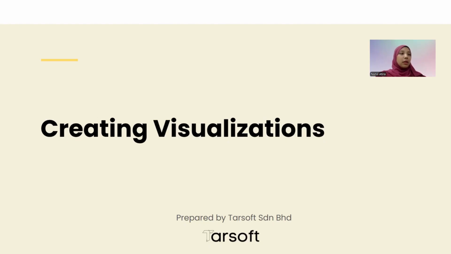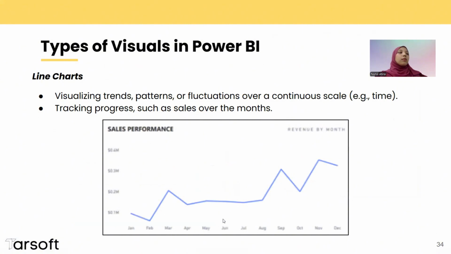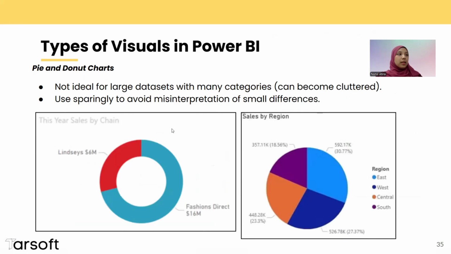Next topic, we have creating visualizations. This is where we're going to introduce you to charts in Power BI. Here we have bar and column charts. We also have line charts, which are suitable for trends, patterns, or fluctuation over continuous scales, like time or a year. Suitable for tracking progress, such as sales over the months. Then we also have pie and donut charts. They are not suitable for large data sets with many categories because they can be cluttered. Use sparingly to avoid misinterpretation of small differences.